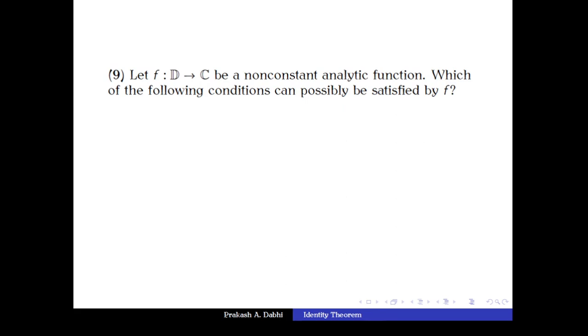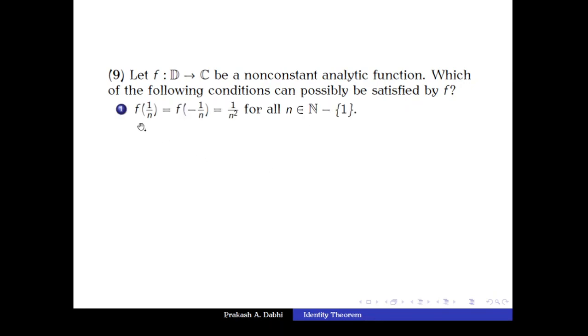Again, all examples are based on the identity theorem. So let f from D to C. Again, this D stands for the open unit disk, it is the collection of all those z in C such that mod of z is less than 1. So let f from D to C be a non-constant analytic function. Which of the following conditions can possibly be satisfied by f?